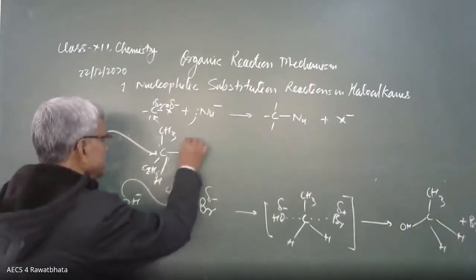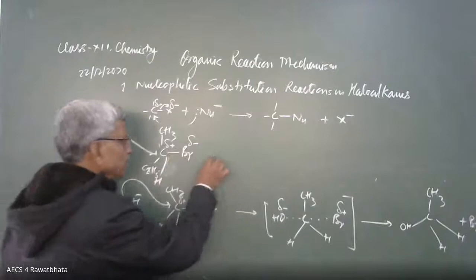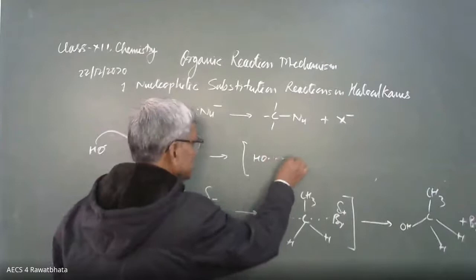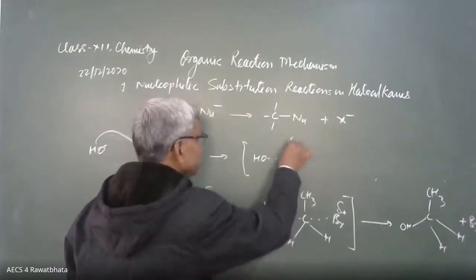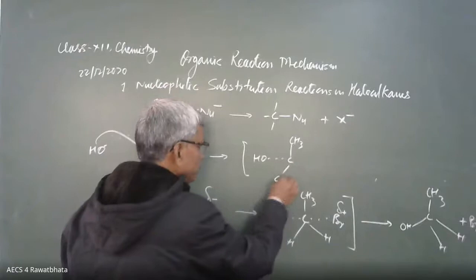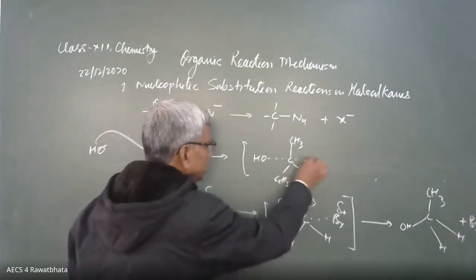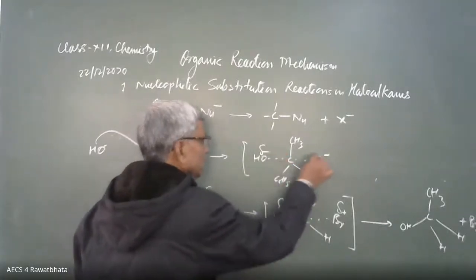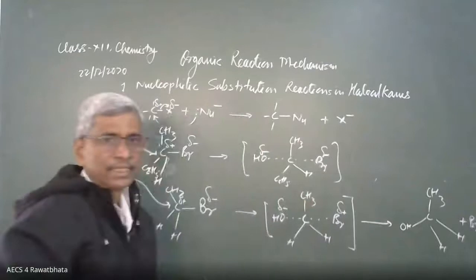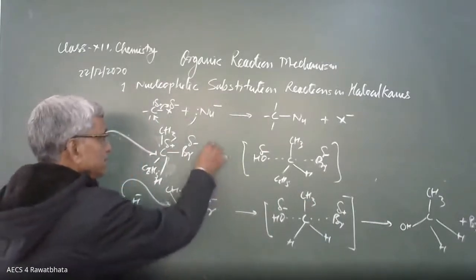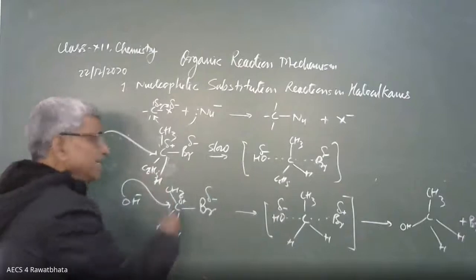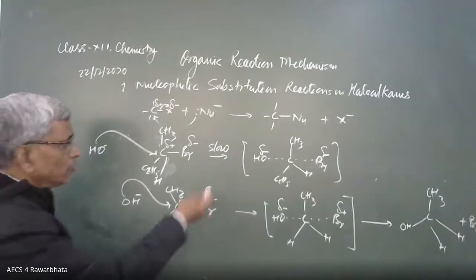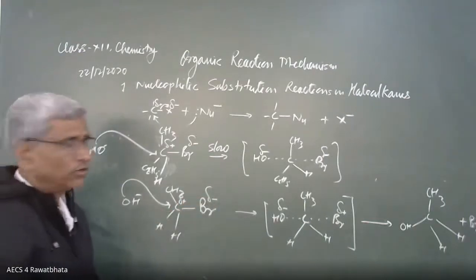OH minus is going to attack in this way, at the carbon which is positive, and form an intermediate. Here the intermediate is HO bonded to C, with CH3, C2H5, hydrogen and Br, with partial charges delta minus on the OH and delta minus on the Br. This is the intermediate. This is the slow step, that's why this is the rate determining step. Having two reactants, its rate law is accordingly, and it is a second order reaction.